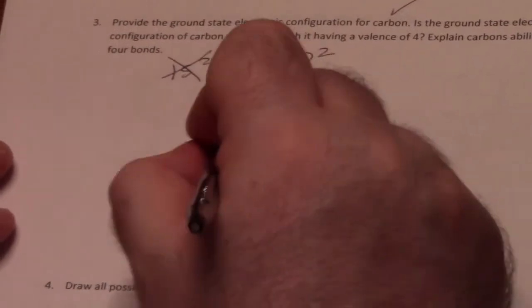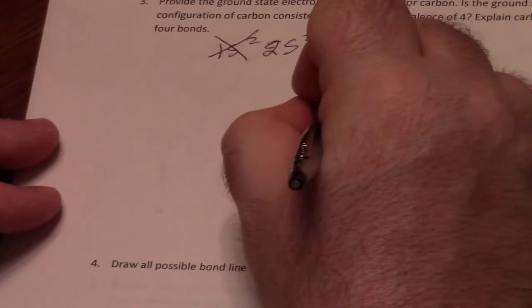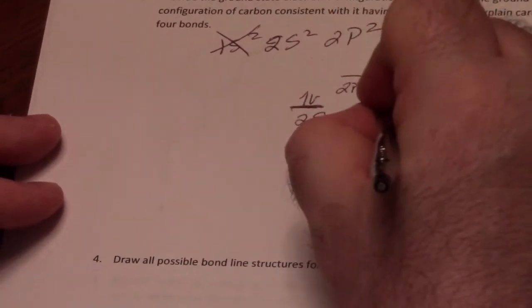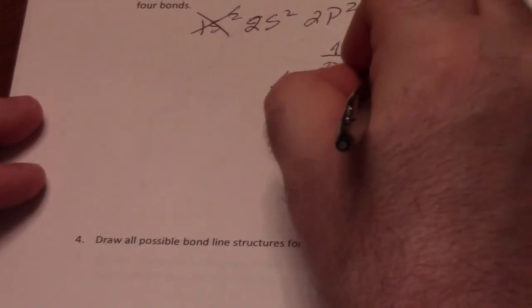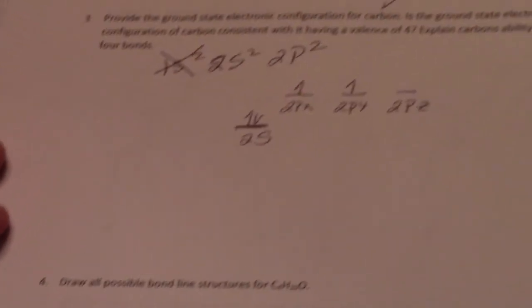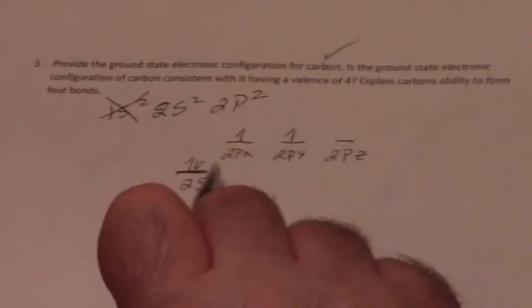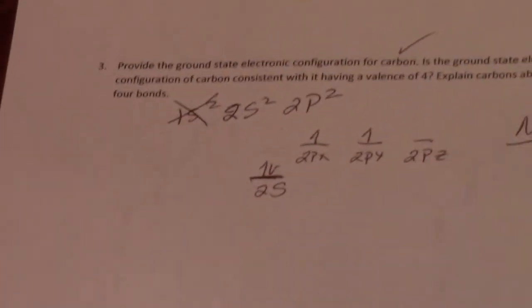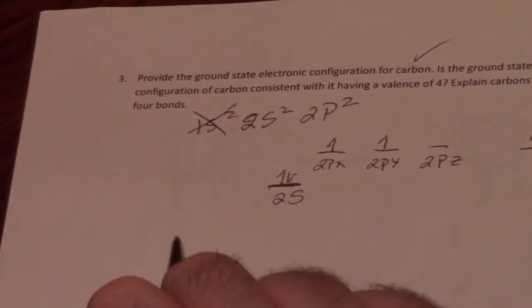And if we draw this out with a little more detail, we'll have the 2s orbital with 2 electrons in it. And then we have the 3 2p orbitals, 2px, 2py, 2pz, and we have an electron in 2px and 2py, and nothing in 2pz. So if we look at this, can this ground state electronic configuration account for the bonding of carbon? And the answer is no. It cannot account for it because I can't easily get 4 bonds.